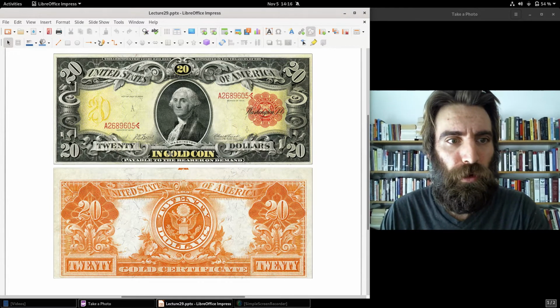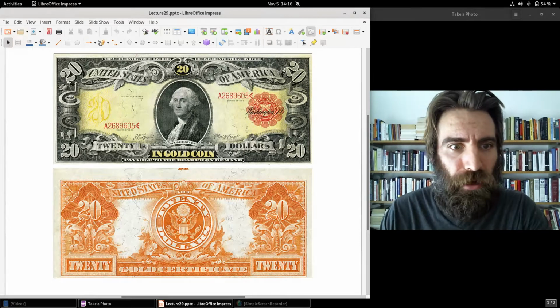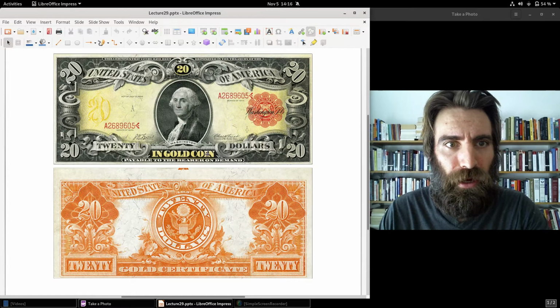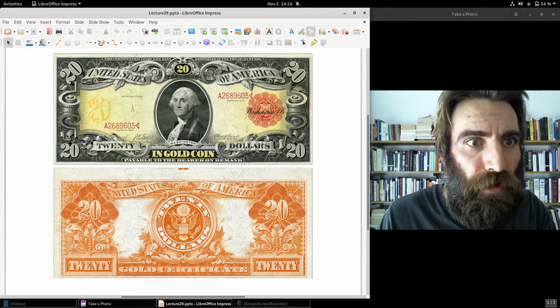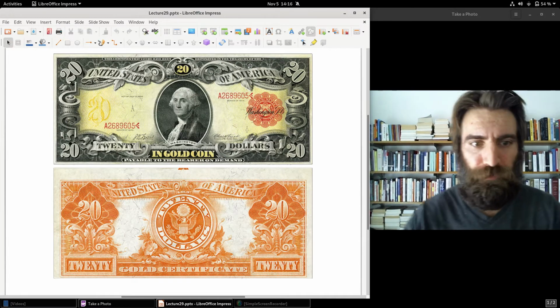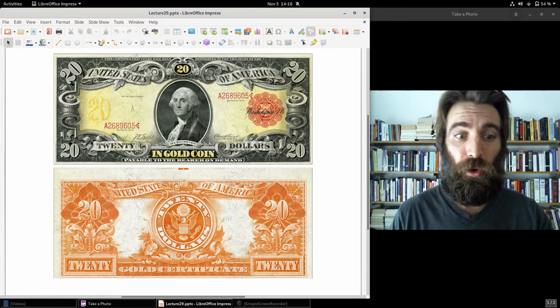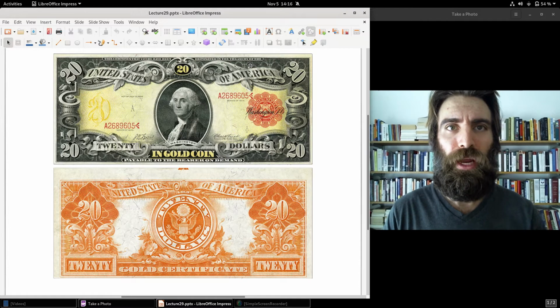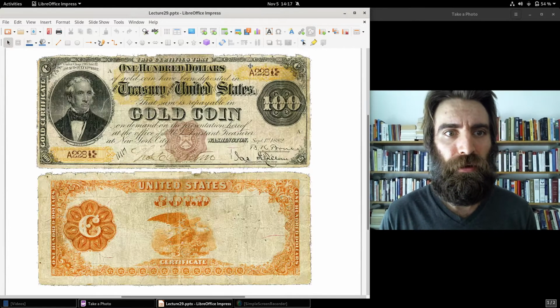This one's cool. George Washington, $20, payable to bearer on demand in gold coin. This certifies that there have been deposited in the Treasury of the United States of America $20. So 2 eagles or 1 double eagle.